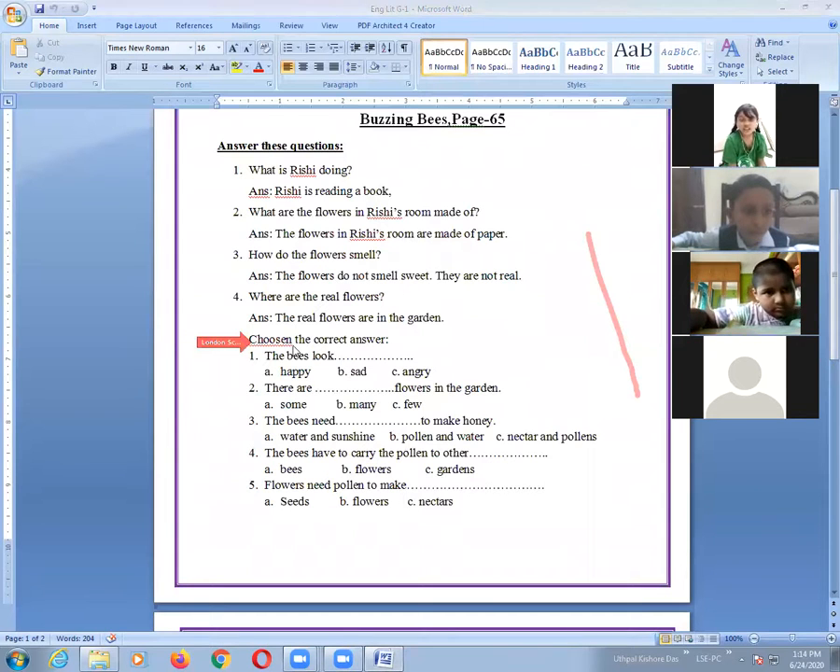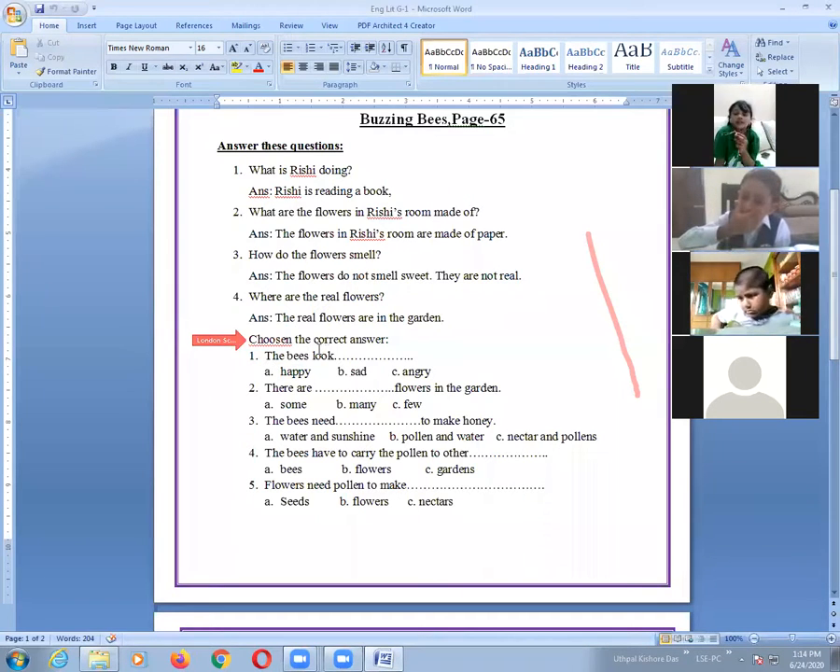Okay, now see here. Choose the correct answer. Now see here, careful here. Not more than 21 seconds. Now Mustaqim, look here. Okay. Choose the correct answer.